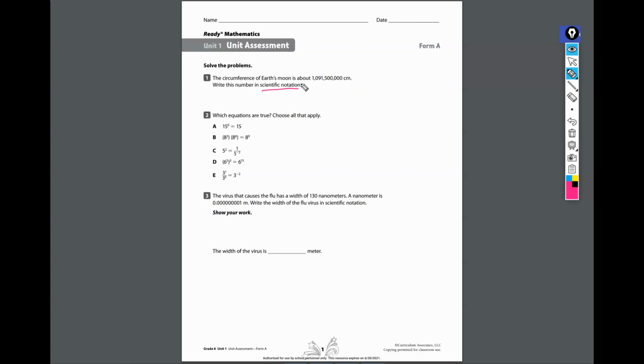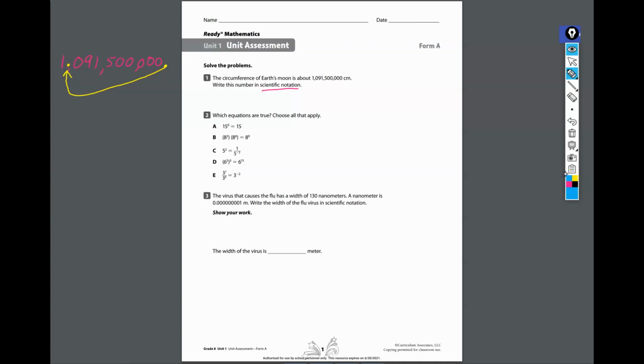I'm going to take this number, write it out to the side here: 1,091,500,000. And I'm going to look for the decimal. The decimal, if you don't see it, is at the very end. What I need to do is move that decimal to where there's one digit to the left. So I'm going to move it all the way over to where it's right here.